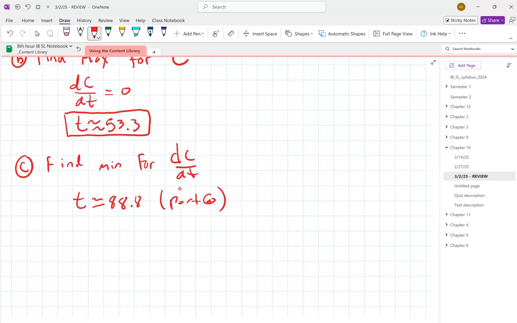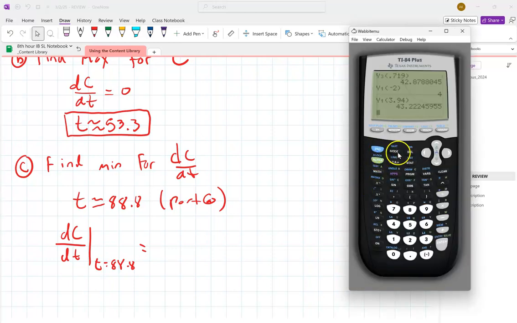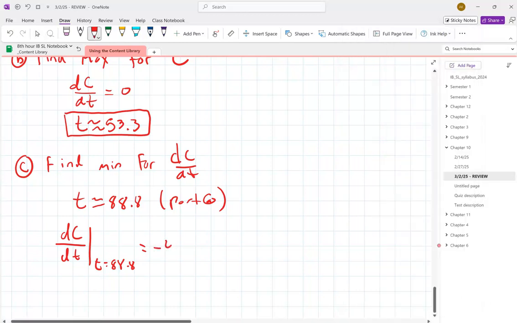And then to find the value, we just plug 88.8 into dC/dt. So that's negative 0.436 nanograms per milliliter per minute.